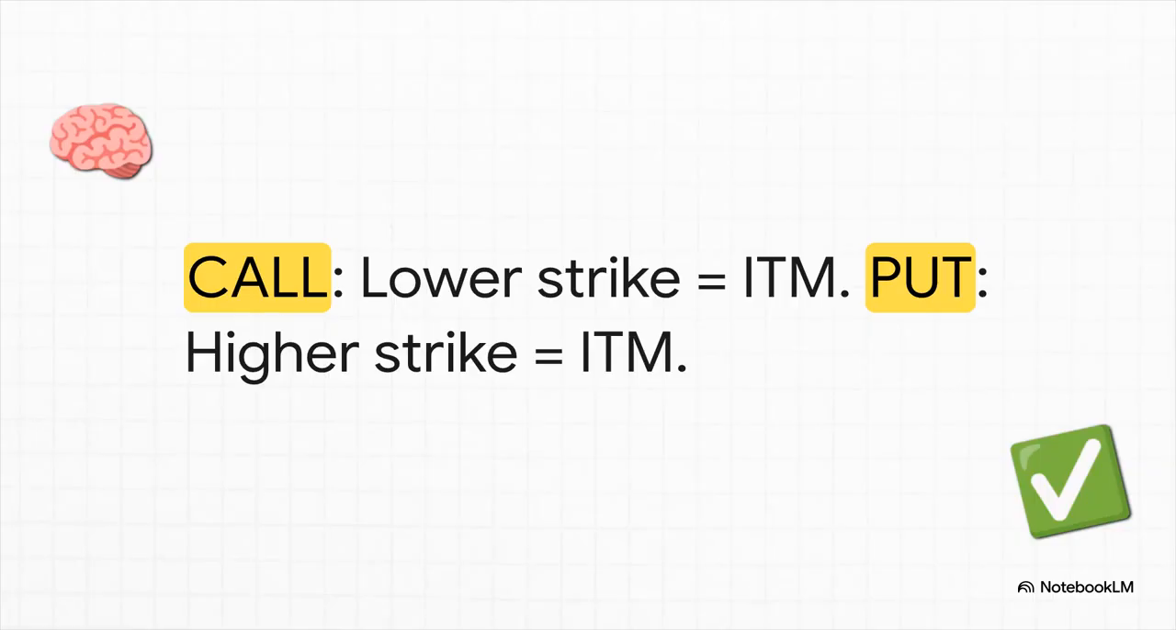Now, if that feels like a bit too much to process on the fly, our source gives us a brilliantly easy trick to memorize this. For call options, the lower strikes are always in the money. Why? Well, because a call gives you the right to buy cheap. For put options, the higher strikes are always in the money. Why? Because a put gives you the right to sell high. Just keep that simple rule in your back pocket, and you won't get lost on the option chain.